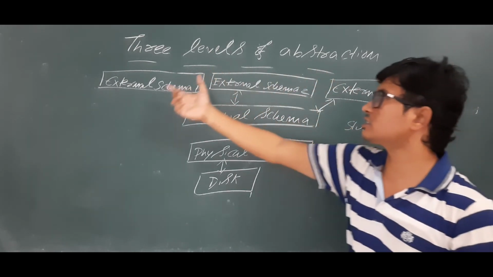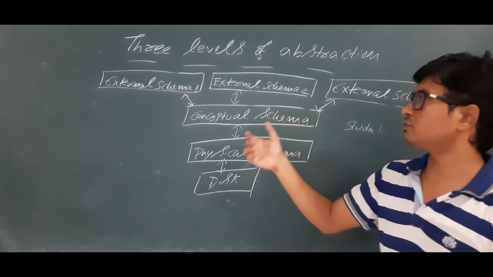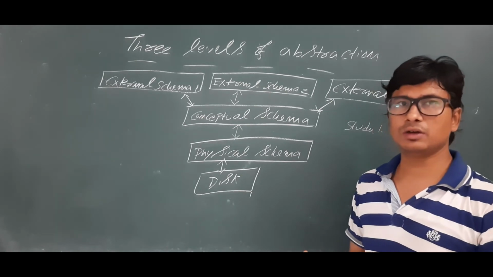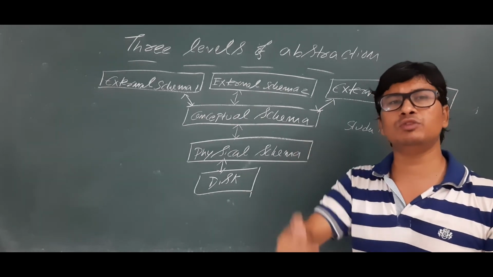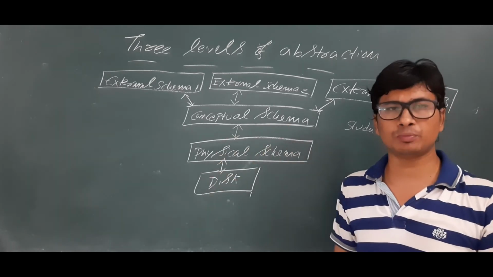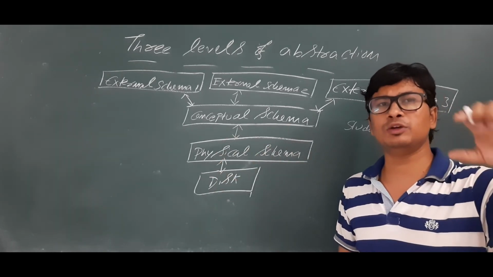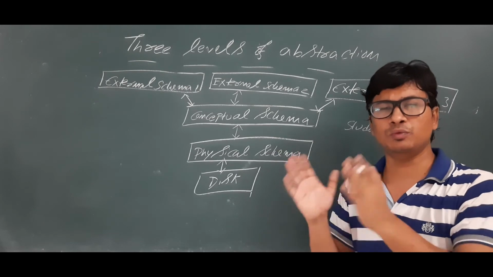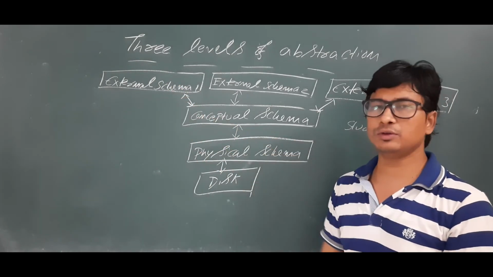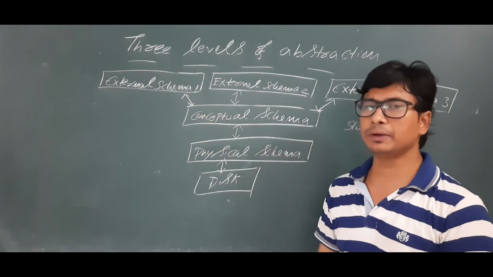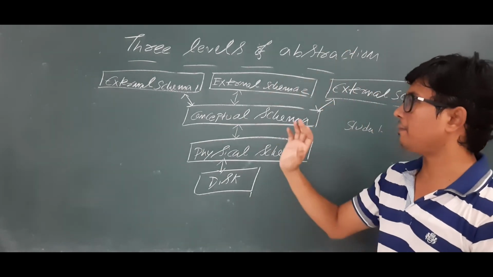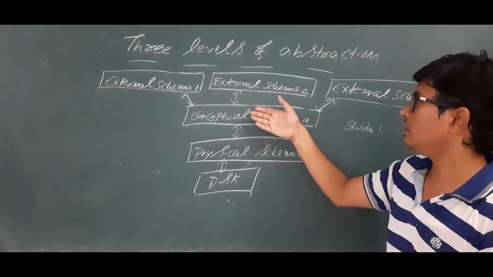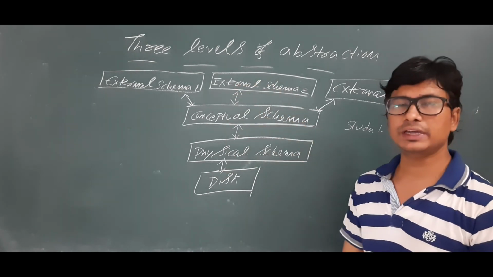So this external schema in the DBMS will be taken care of by views. A view is nothing but a part of the relation that you provide, not the entire table. If you want to provide some part of the table and hide some information, you can do that using the views provided by the external schema. So that's why it is called three levels of abstraction: the physical schema, the conceptual schema, and the external schemas.